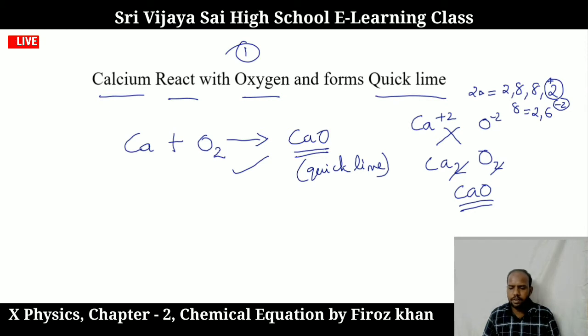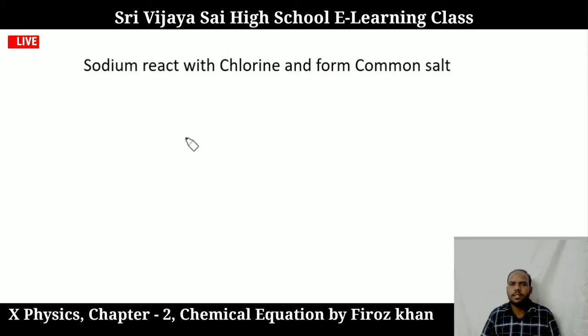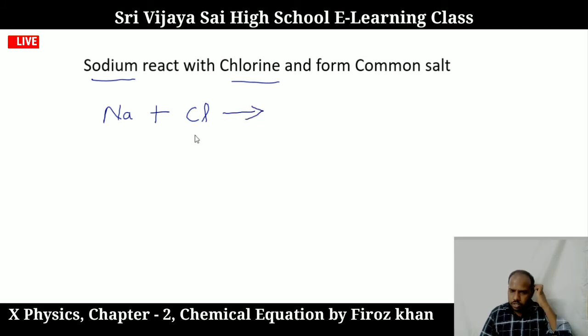So next, one more example we can look at for the chemical combination: sodium reacts with chlorine and forms common salt. So there is one element sodium, another element chlorine. What is the symbol of sodium? The symbol of sodium is Na. Reacts, already said, plus, with chlorine. What is the symbol of chlorine? Yes, very good, Cl. And forms common salt. So it yields the product. So what is the formula of common salt?